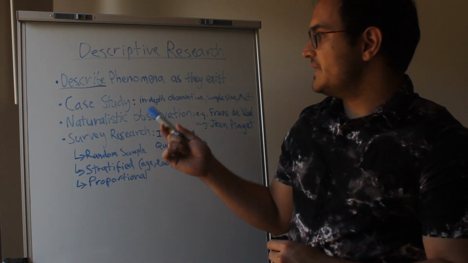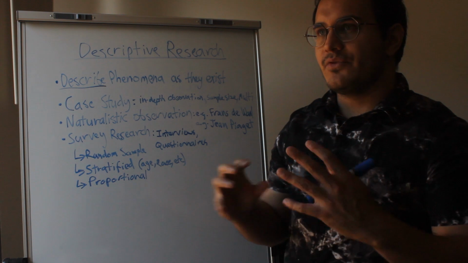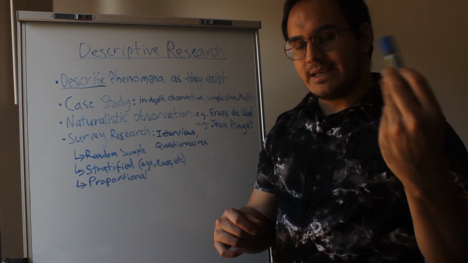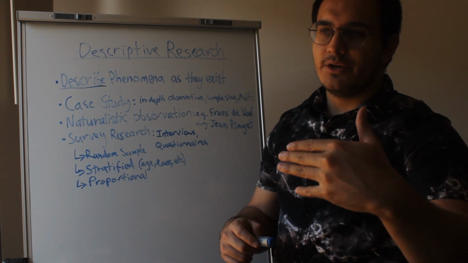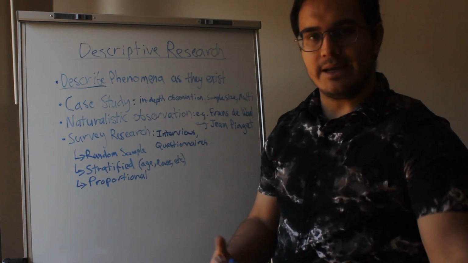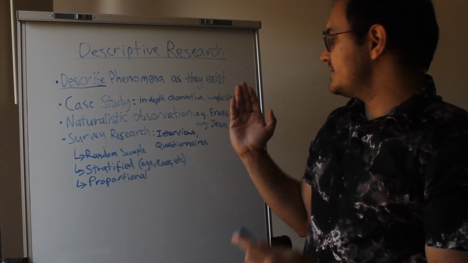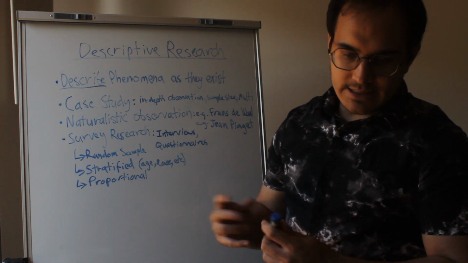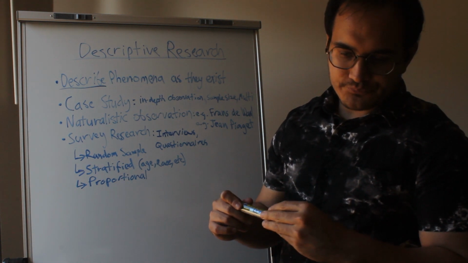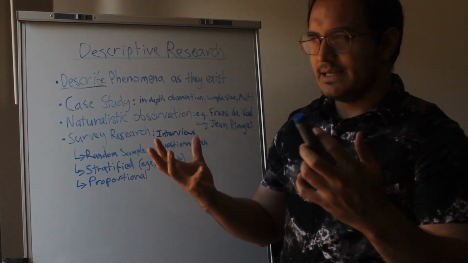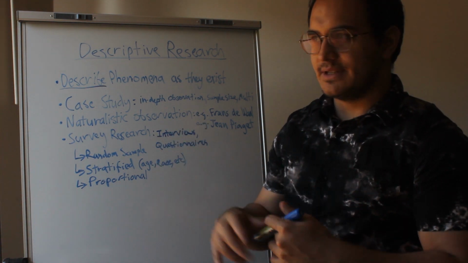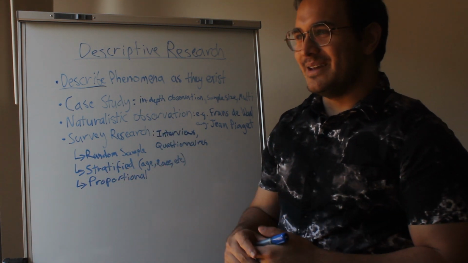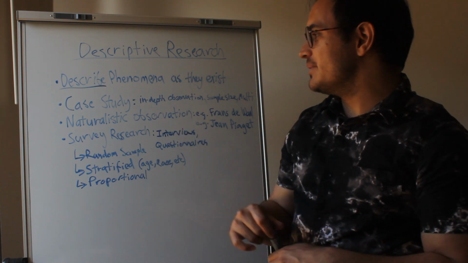And then you've got naturalistic observation. So that's referring to observing phenomena, particularly animals or human behavior, in a natural setting. Okay, so Frans de Waal researched a lot of chimpanzees, particularly, I think, in zoos, in captivity. So it's not really that naturalistic, but the things he observed seemed pretty natural to me.